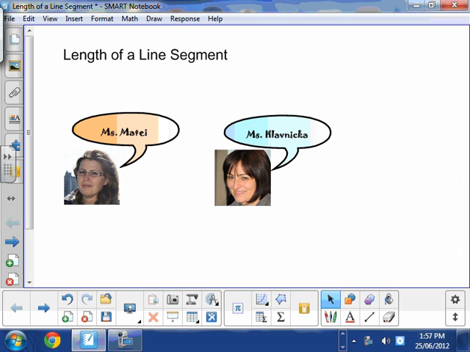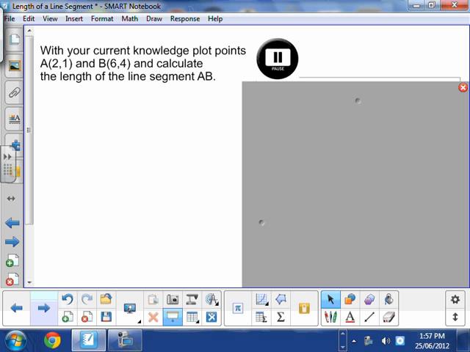This is Miss Matei and Miss Lavnika, and we will be talking about the length of a line segment. We will start our discussion by looking at a specific example. We want you to find the length of the line segment AB that joins the point A of coordinates 2 and 1 and B of coordinates 6 and 4.